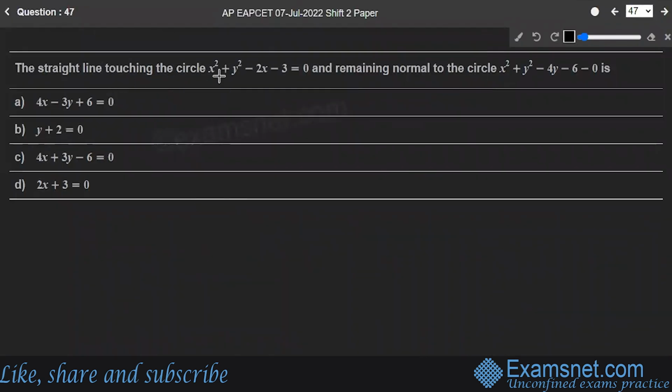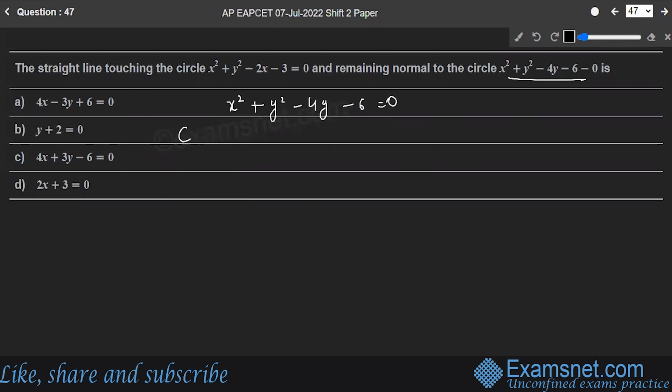Question number 47. The straight line touching this circle and remaining normal to this circle is which of these following equations? So, first of all, let's pick up this circle. x square plus y square minus 4y minus 6 is equal to 0.